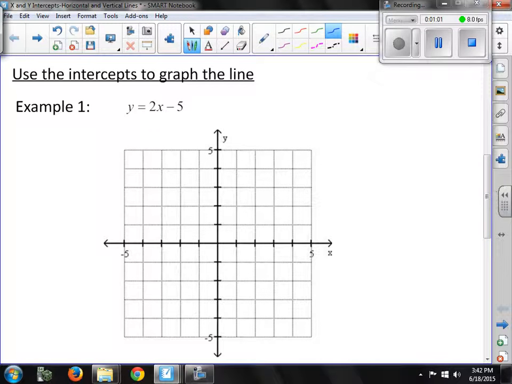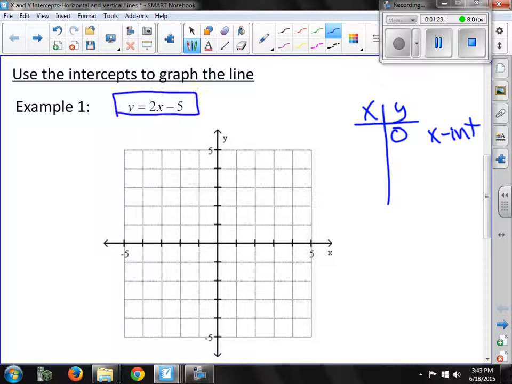Let's do some examples. In this example, we're going to use the intercepts to graph the line. So what we're going to do first is make a simple table of data, x and y. We call this a t-table. Now remember, to find an x-intercept, the y value is always 0. So we're going to take our equation, replace y with 0 and solve for x.